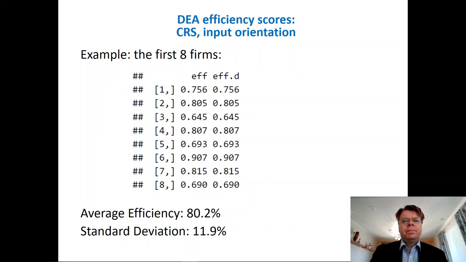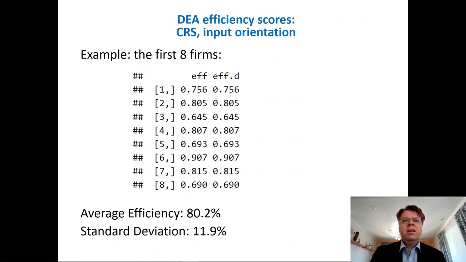So firstly, let us consider the DEA efficiency scores. And in this first example, I have specified the constant returns to scale or CRS formulation. And I have also taken the input orientation, which is a very natural choice for this cost frontier application at hand.